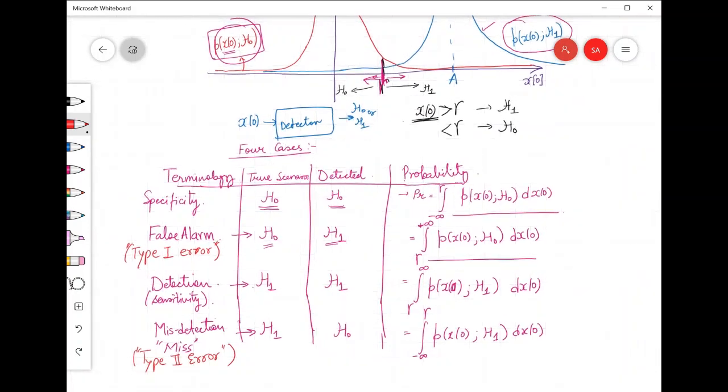So we will stop here, and in the next lecture we will discuss further how to go about deciding this threshold gamma. So how to decide the threshold? This we are going to discuss in the next class.